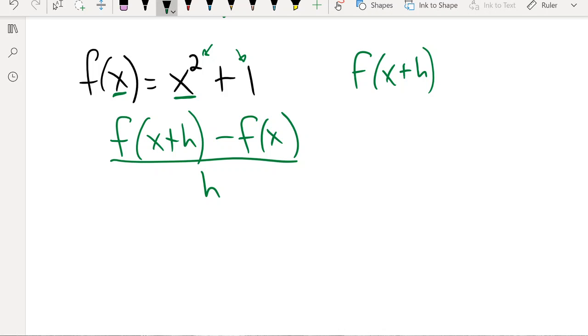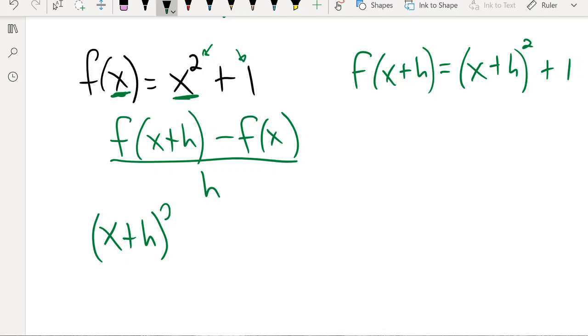So the new x, right? It was f of x, now it's f of x plus h. So this x becomes an x plus h. I need to wrap it in parentheses though, because I'm going to take it and square it and then add 1 to it, because the square and the plus 1 stay the same. The x changed to an x plus h. So that's our f of x plus h function, and I'll write that here: x plus h, quantity squared.